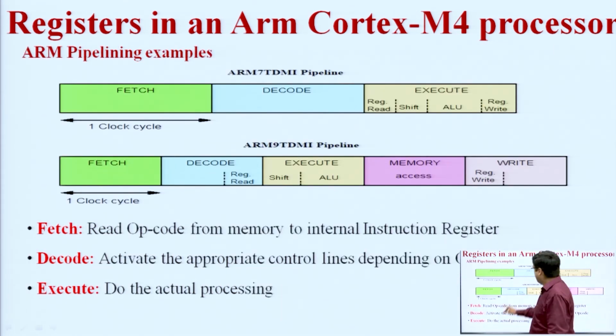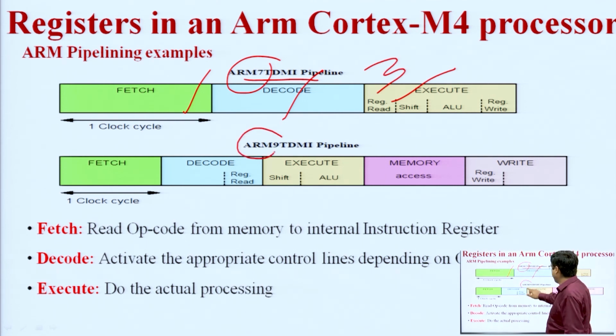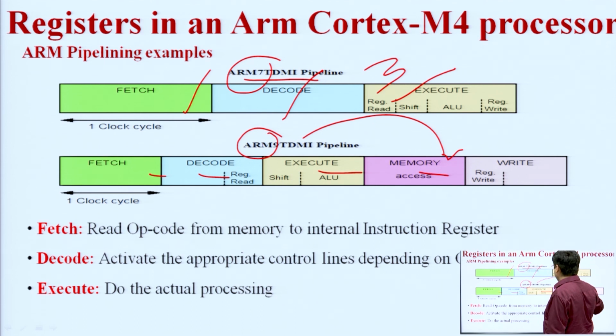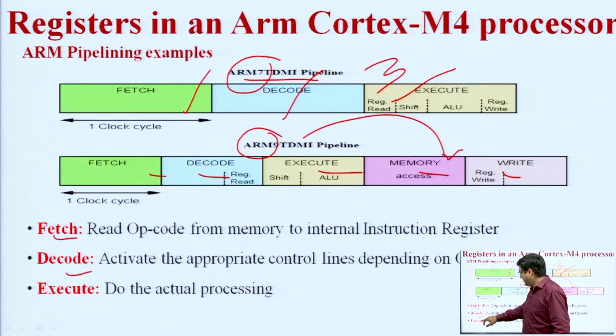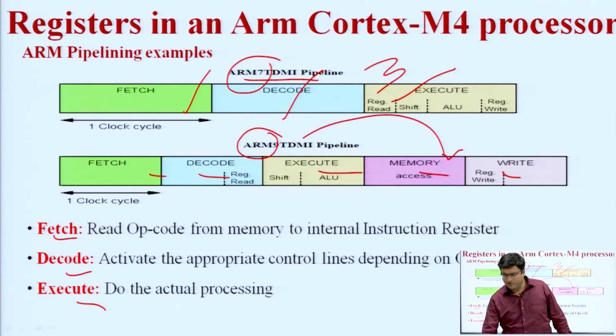Okay. So it has three stages of operation in the ARM7 TDMI: fetching, decoding, executing. If we look into the advanced pipelining concept and advanced architecture, ARM7 supports three stages of pipelining, and ARM9 supports multi-stage pipelining like fetch, decode, execute, memory and write. So the instruction is fetched, decoded and executed in the ARM processor.